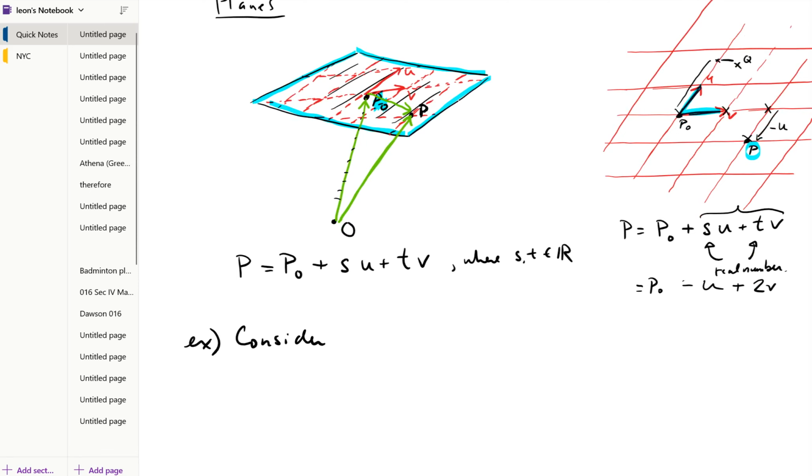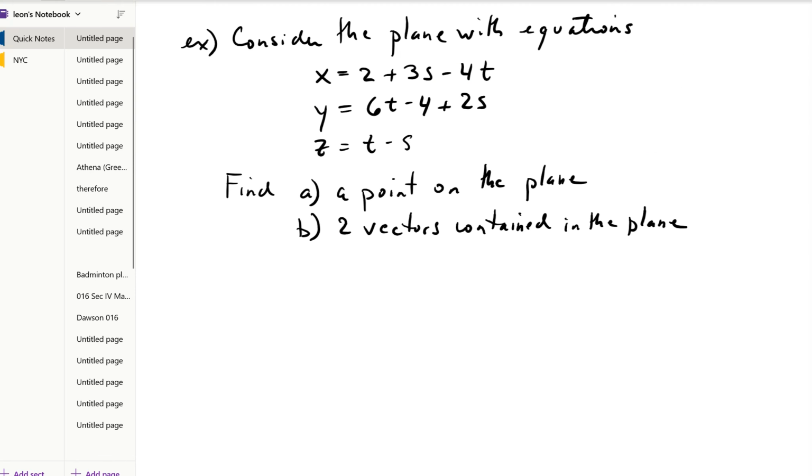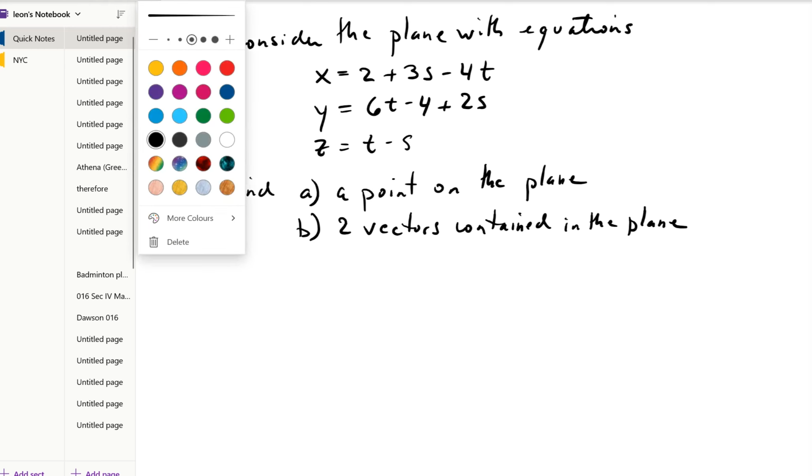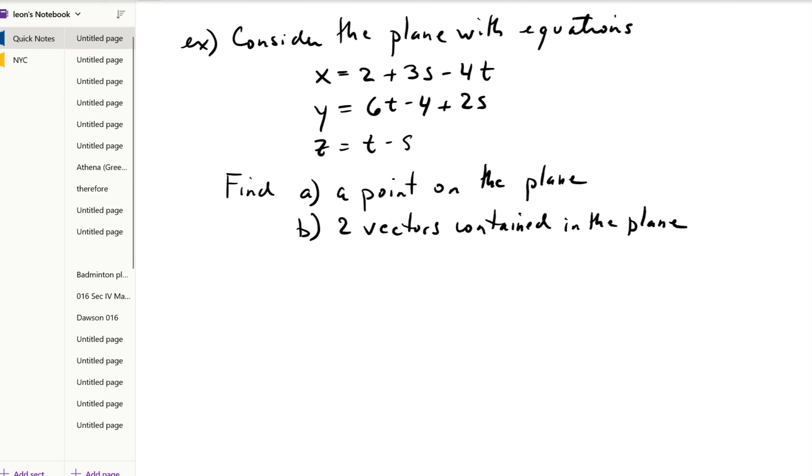Consider a plane with equations x equals 2 plus 3s minus 4t, y is 6t minus 4 plus 2s, and z is t minus s, where of course, even though it's not written, it's assumed that s and t are real numbers. We want to find a point on the plane and two vectors contained in the plane.